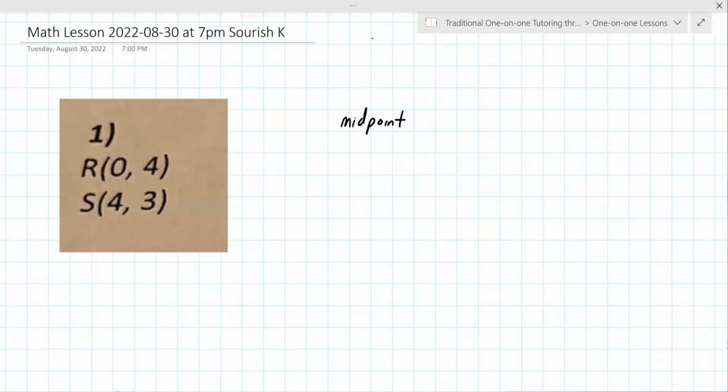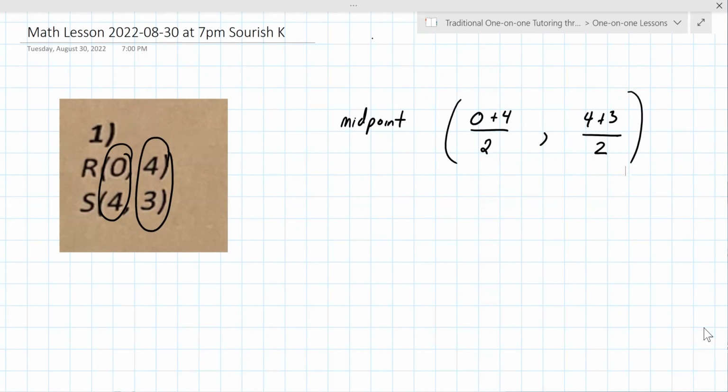We did, yeah. What you do is you add up the two x values and then divide by 2. Then you add up the two y values and divide by 2. Can you do that for me and tell me what the result is? So the midpoint is 0 plus 4 divided by 2, comma 4 plus 3 divided by 2. 0 plus 4 is 4, divided by 2 is 2.